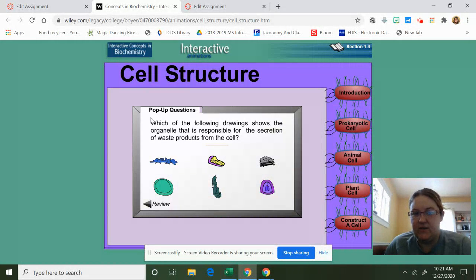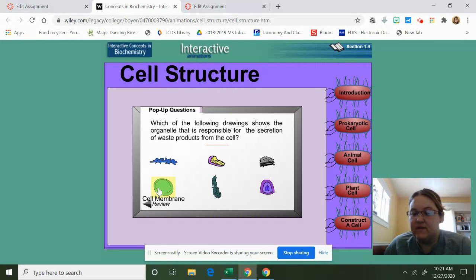And here's our questions. Which of the following drawings shows the organelle that is responsible for the secretion of waste? Our choices are the ER, the membrane, the rough ER, the mitochondria, the Golgi, or the nucleus. So go ahead and think about it.